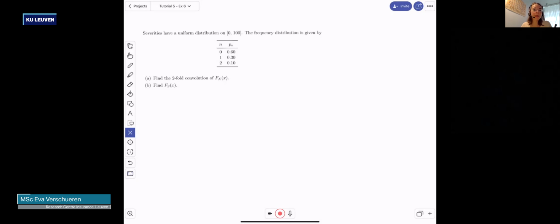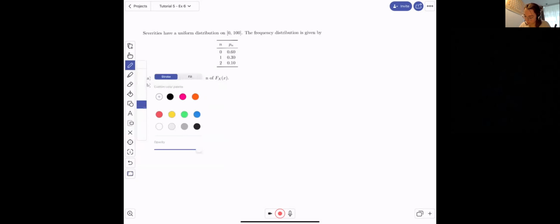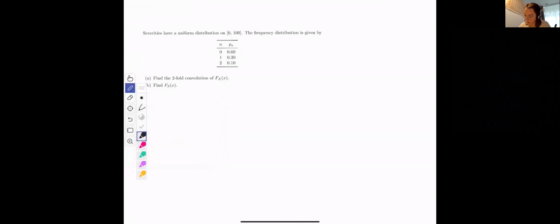So in this exercise, we have severities that follow a uniform distribution on the interval between 0 and 100. And we have a frequency distribution given in the table. So there are two parts. In the first part, we're going to calculate the twofold convolution of the cumulative distribution function. And in the second part, we're going to find the cumulative distribution function of the aggregate loss random variable. So I'm going to sketch the situation a bit like this.